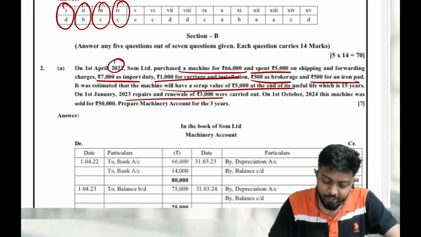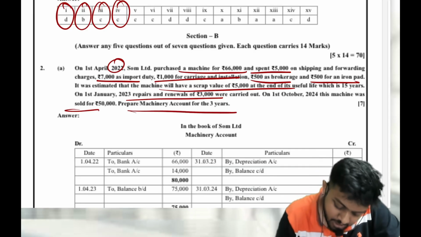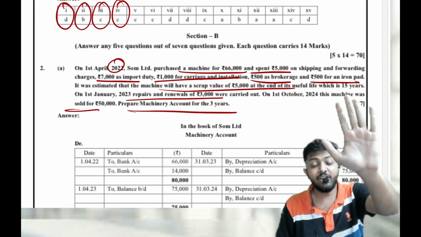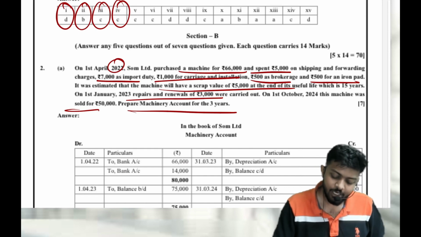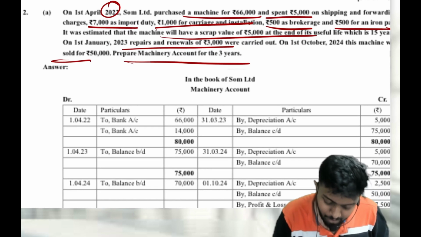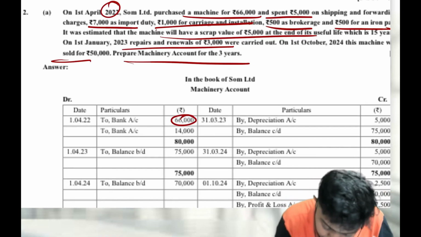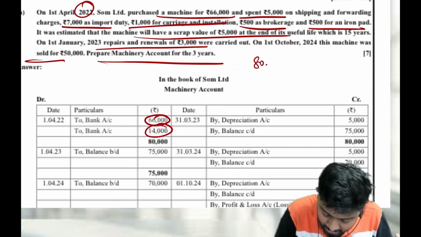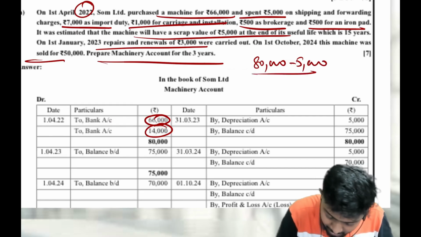On 1st October 2024, this machine was sold for 50,000. Prepare the machinery account for 3 years. Okay, they have not told anything about depreciation. If nothing is told, with the available information we can find depreciation using the SLM method. So what will be the depreciation? Take the total cost. When you buy machinery, the asset is increasing, so the entry should come on the debit side. To bank, 66 plus all other expenses 14 becomes 80. So total cost is 80,000 minus residual value of 5,000. Useful life is 15 years.